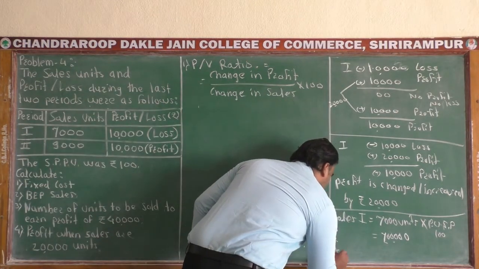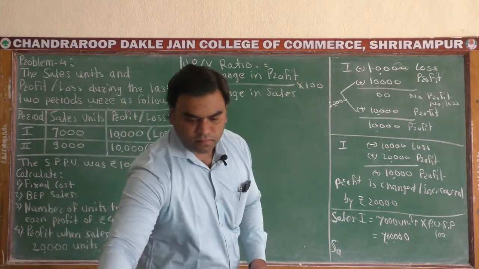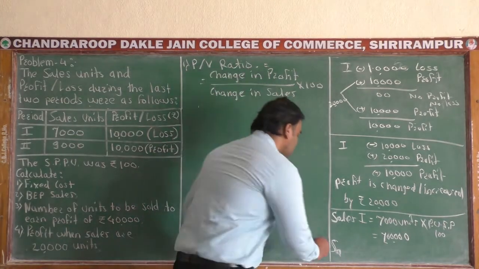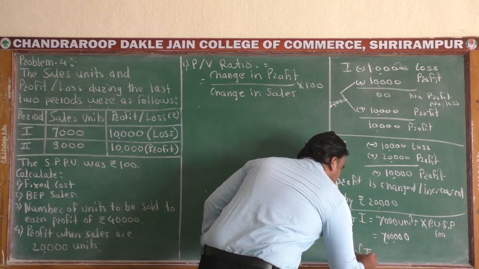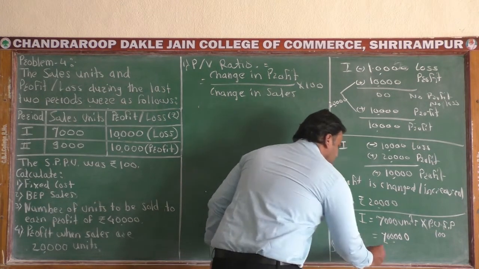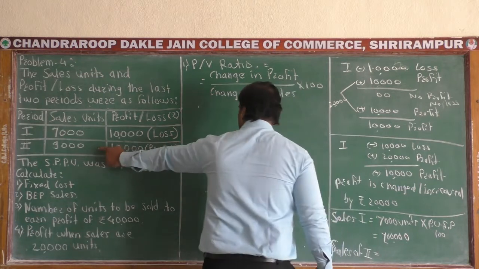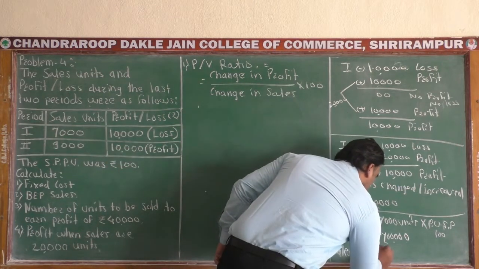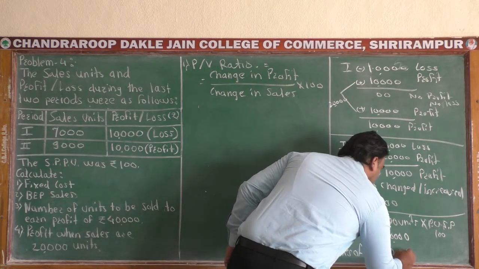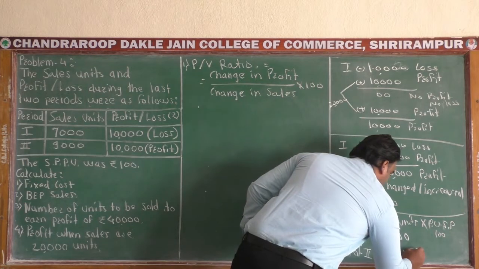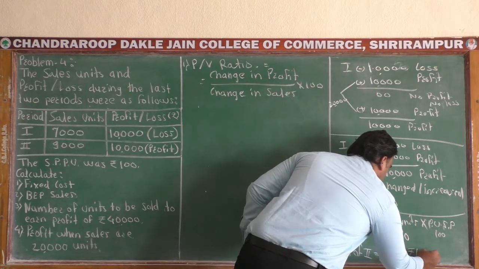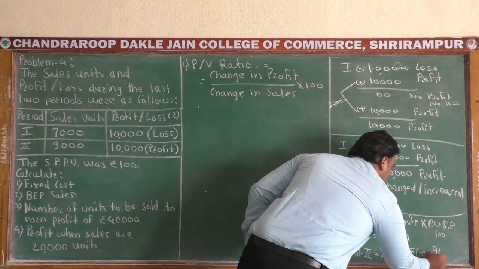Now sales of period 2. Number of units sold 9,000. So 9,000 units into per unit selling price rupees 100. So sales are 9 lakh.